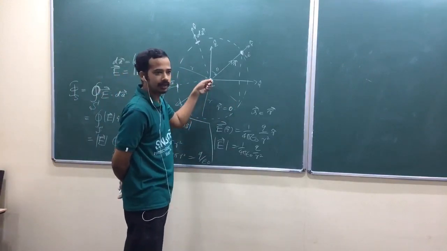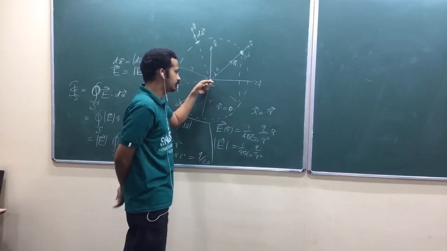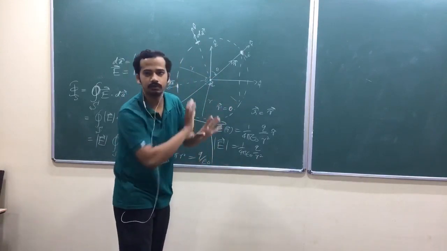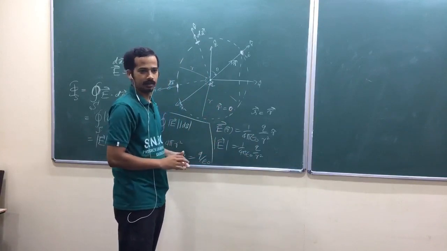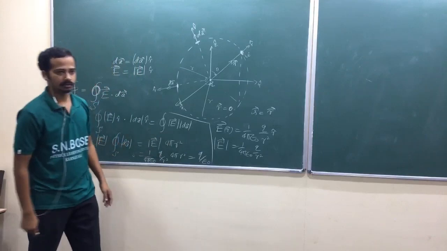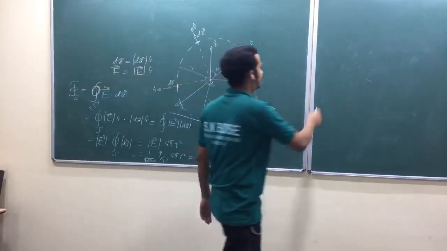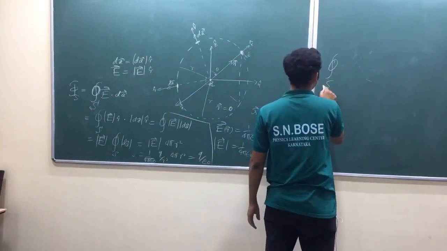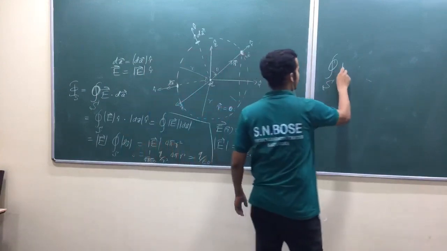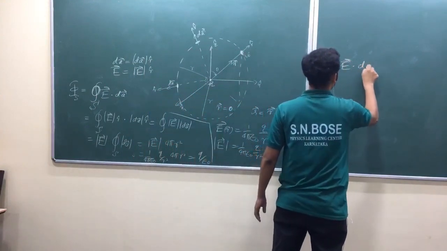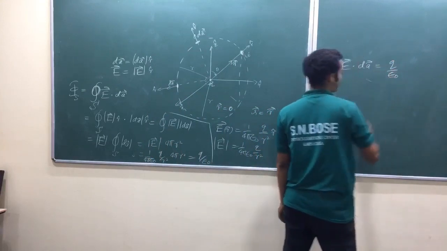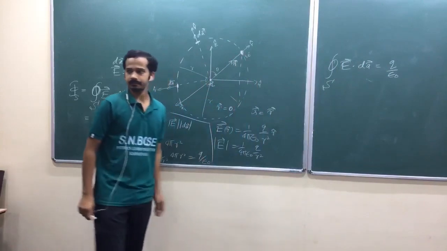Am I right? If field lines are starting from this charge, then whatever the shape of the area, it should pierce that area if it is a closed area. Are you getting my point? That's why shape doesn't matter. So we are going to generalize this one. Any shaped surface, it should be a closed surface. If you take E bar dot dA bar, what would happen? Q by epsilon naught.